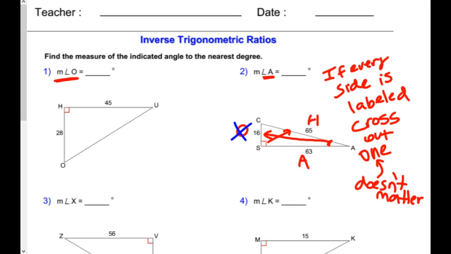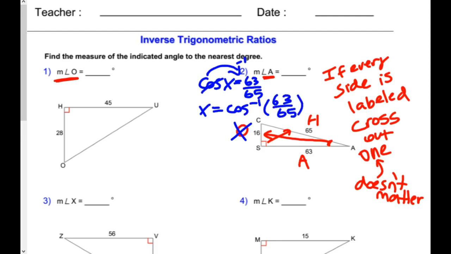Okay? But I'll help you finish off number 2 here. That's cosine. We'll call it X equals A over H. Cross out cosine, bring it to the other side, inverse. So that's X equals cosine inverse 63 over 65. Okay? So you can plug that in the calculator to get the answer. But if you have 3 sides labeled, just cross one of them out, and it doesn't matter which one. Okay? So go ahead and work on this assignment. You got 6 on each side, I believe. Shouldn't be that bad.